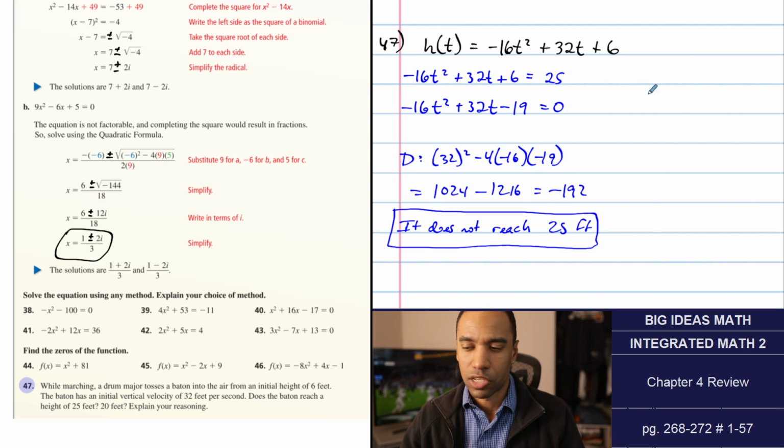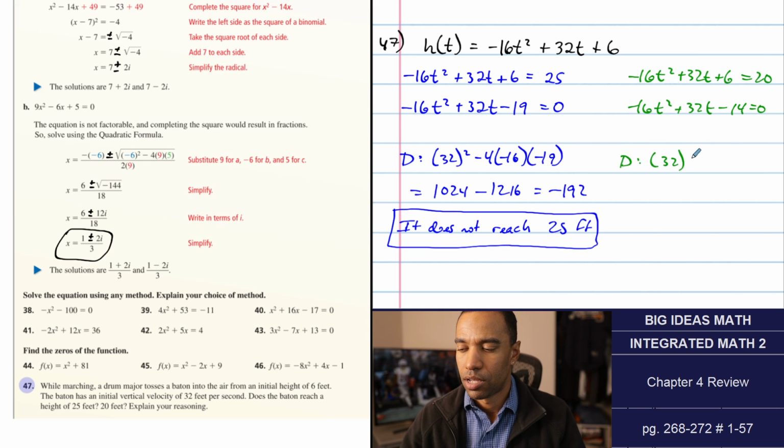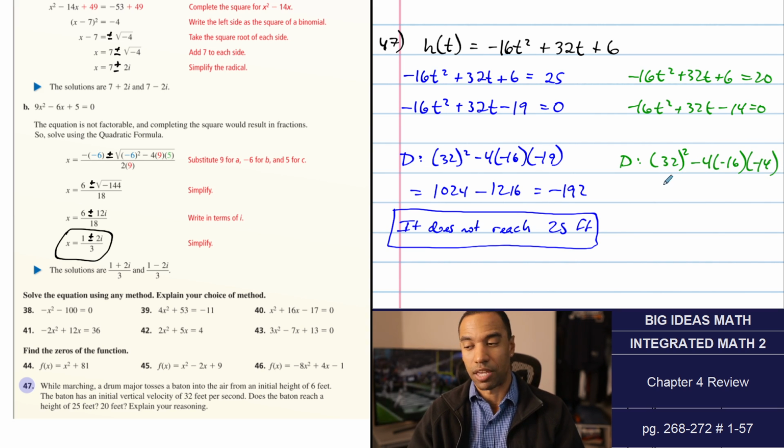So does it reach 20 feet? Negative 16t squared plus 32t plus 6 equals 20. So now we get negative 16t squared plus 32t, subtract the 20 over and you get negative 14. This changes a lot in the discriminant, not the b squared part, but it changes c, and that's enough. Minus 4ac. I don't know if the answer is going to be good. It should be, I'm guessing.